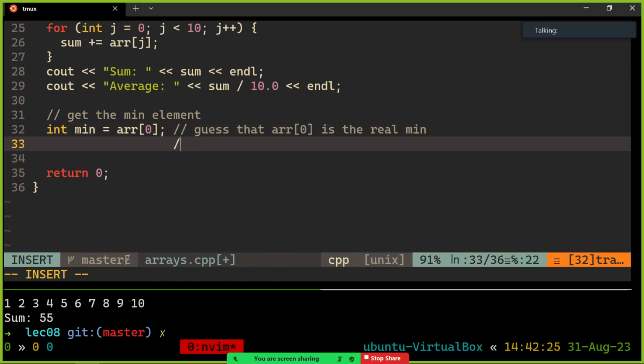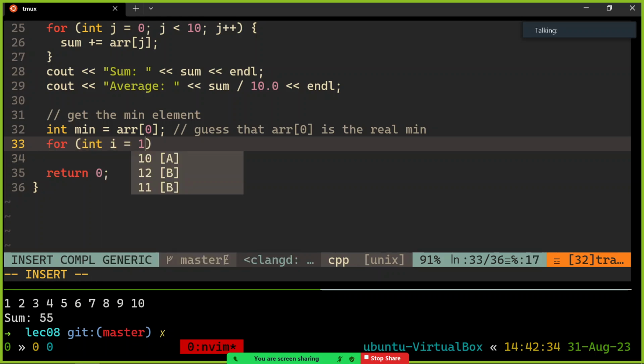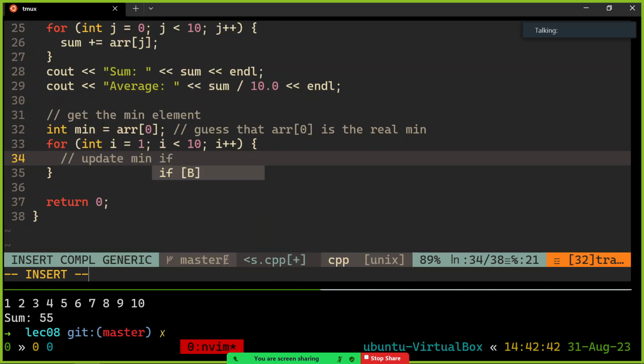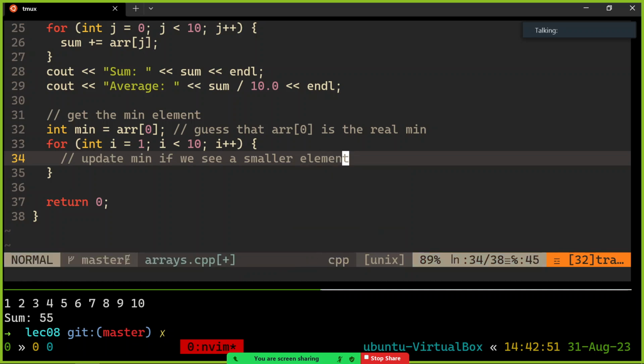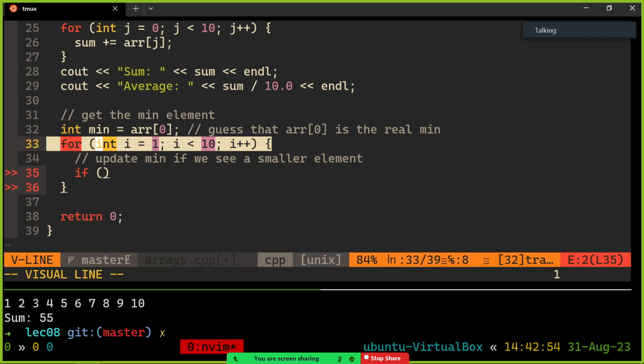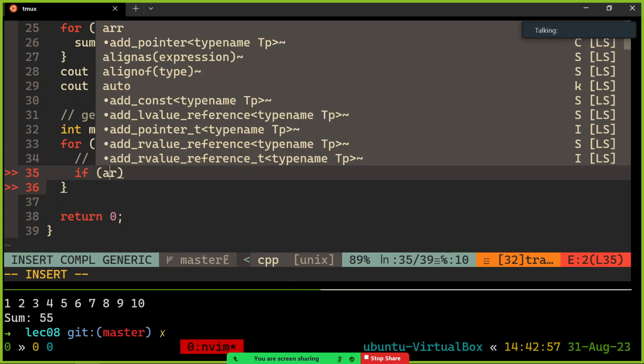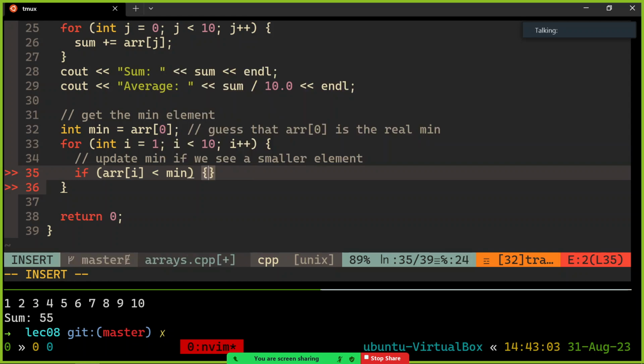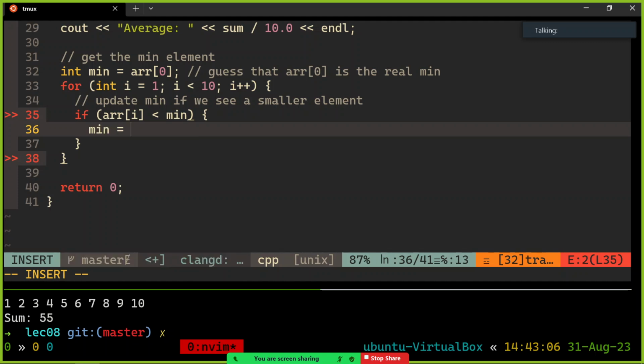And now, let everybody else have a chance at being the min. Compare our min to every other index. So for int i equals, I can start at index 1 now, right? Because I've already used index 0. Put that into min. i is less than 10, i++. And then we want to update min if we see a smaller element at R of i. So I'm looking at an array index right now. I've got an index that I want to compare my min against. So if R of i, whatever I see right now, is less than my min guess, update the guess. All right. So min equals R of i at this point.